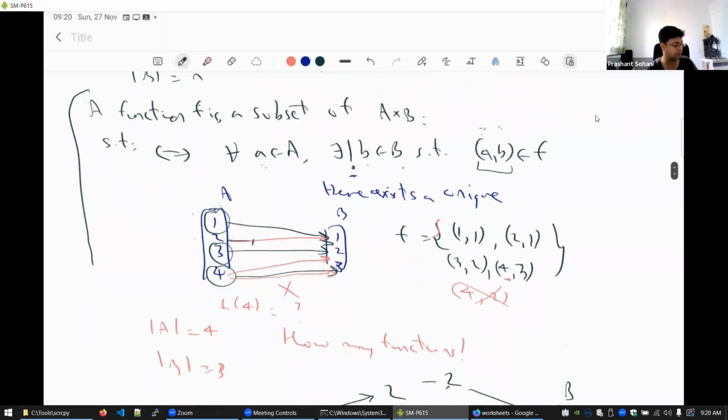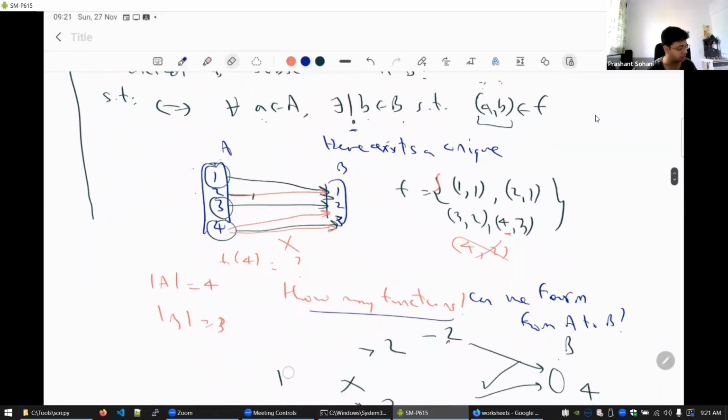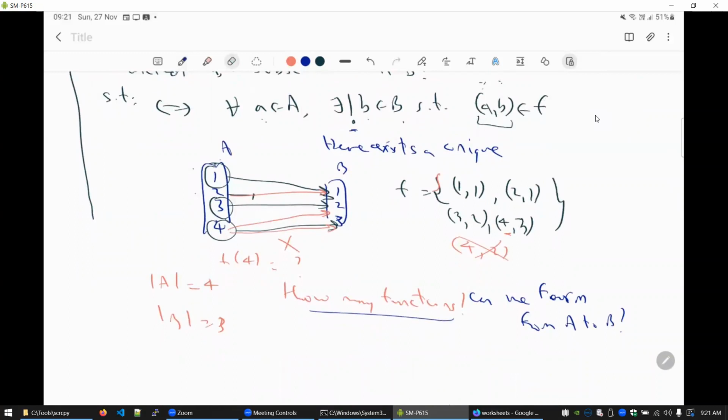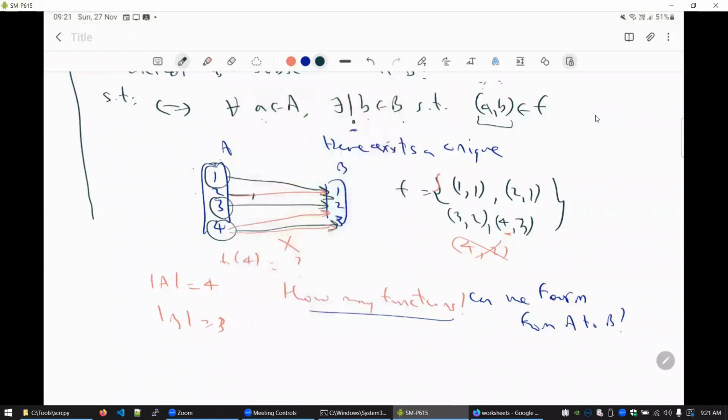Okay. So if this part is clear, let us think of this question: suppose first set A has 4 elements and set B has 3 elements, then how many functions can we form from A to B? 12. Why? Sir, because the number of elements in A cross B would be 12, and the function is a subset. So the maximum number of elements it can have is 12, right?